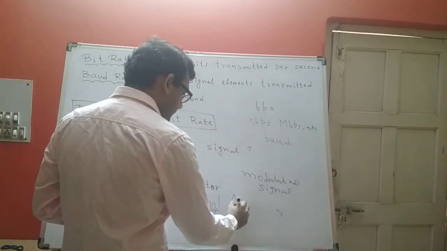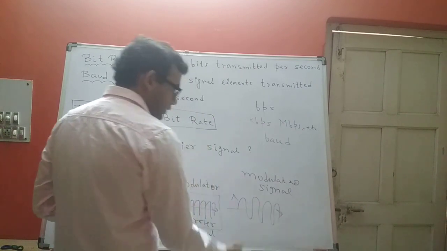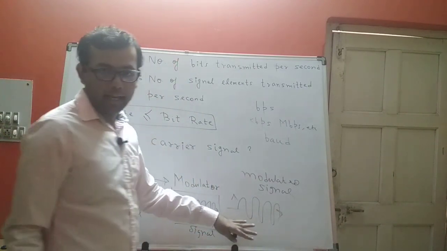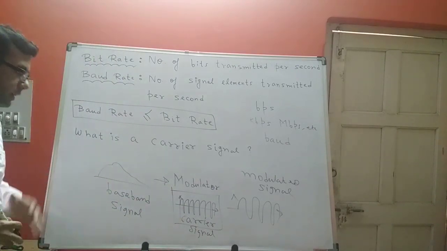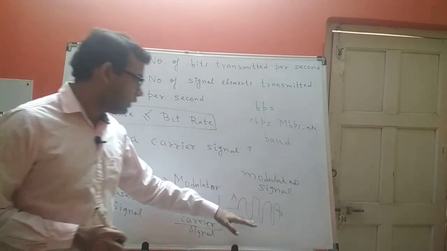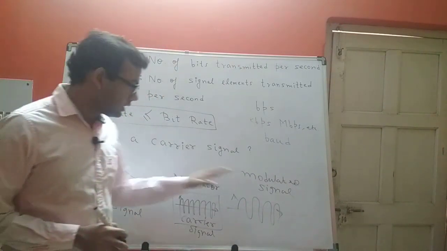And this modulated signal will be somewhere in between. So as you can see, well, this is obviously not an accurate diagram, but the modulated signal will have a frequency which is greater than your baseband signal, and as a result you will be able to transmit your original information across a long distance.